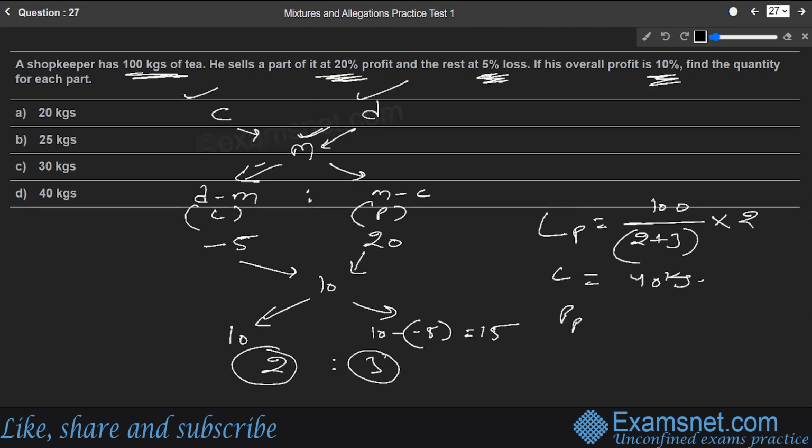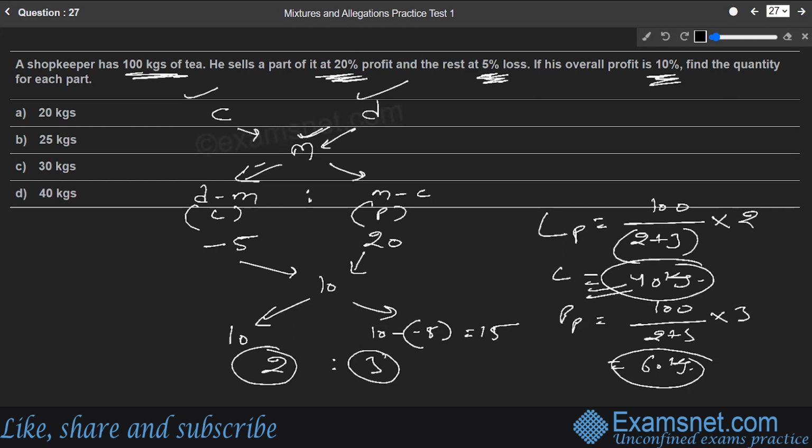Similarly, the profit part quantity can be found out by the total weight 100 divided by the sum of both parts, that is 2 plus 3, into the profit part, which was 3 parts. So this can be found out as 60 kg. So the two parts available to us are 40 kg and 60 kg. They're asking for the quantity for the loss part, and the quantity for the loss part is nothing but 40 kg, which is available in option number D. Loss part is 40 kgs.